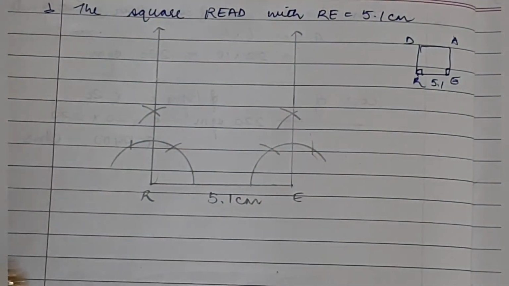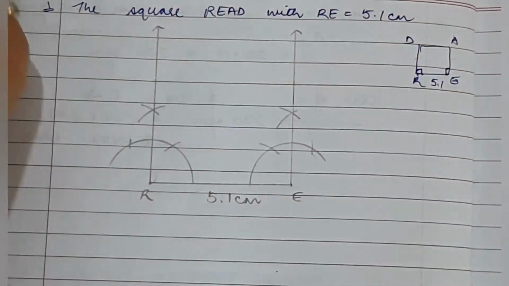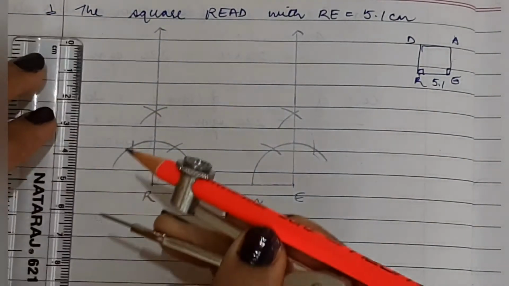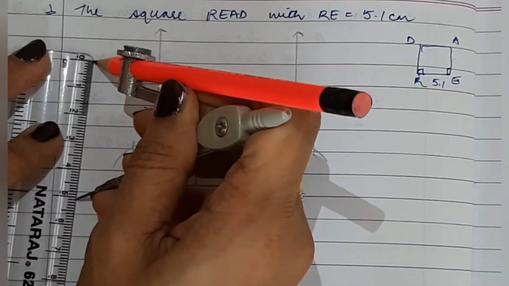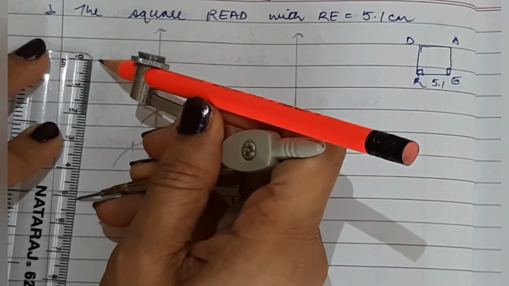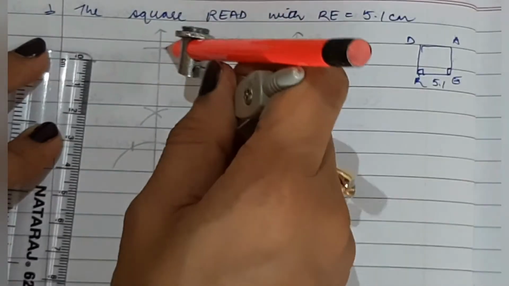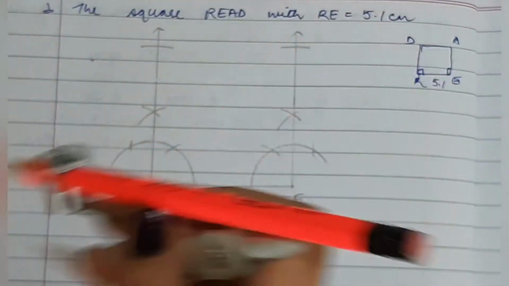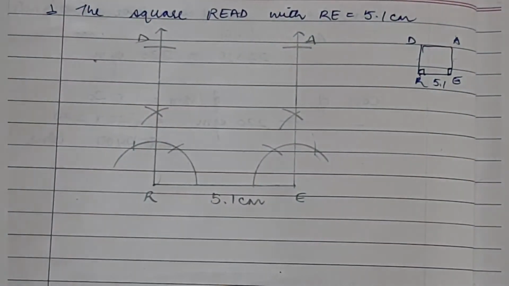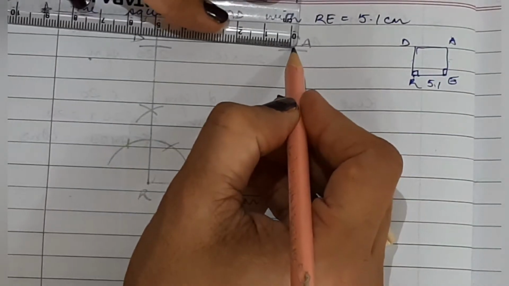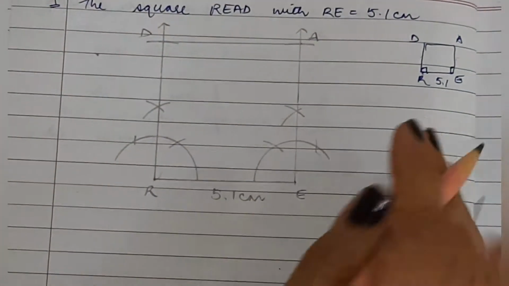Now I know that these two sides will also be 5.1 as it's a square. So I'll open my compass radius for 5.1 centimeter as I told you earlier. Keep the needle at the length you need and pencil at 0. So this is 5.1. Draw an arc at this line, draw an arc at this line. So this is D and this is A. Now join DA. You can check, this also has to be 5.1 only. It's perfectly 5.1 centimeters.